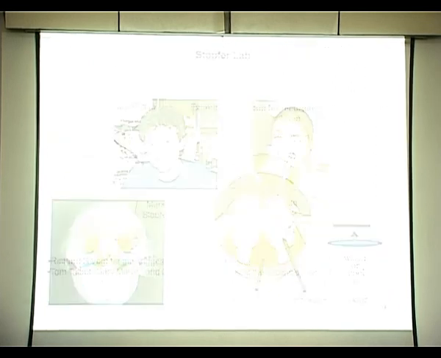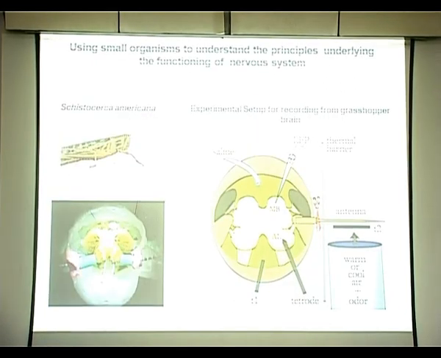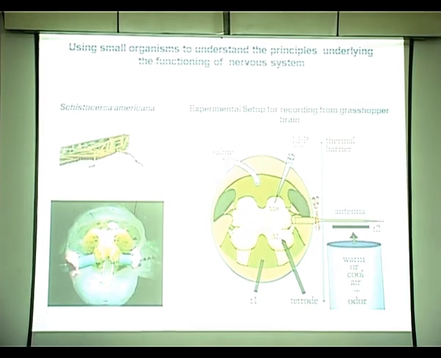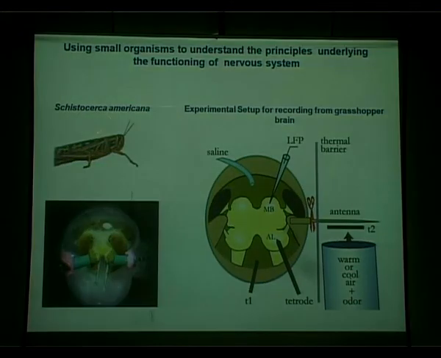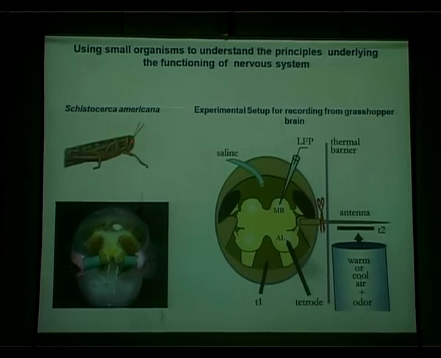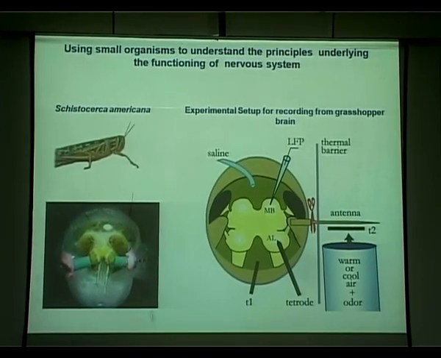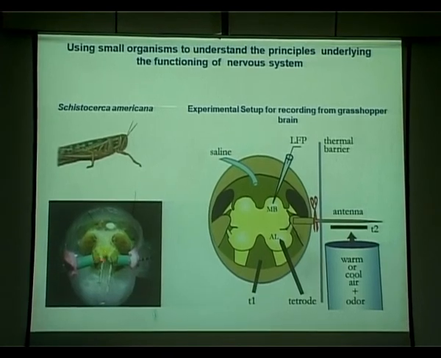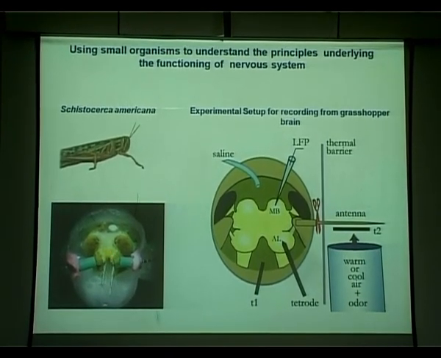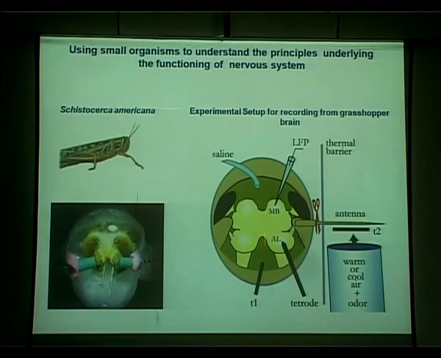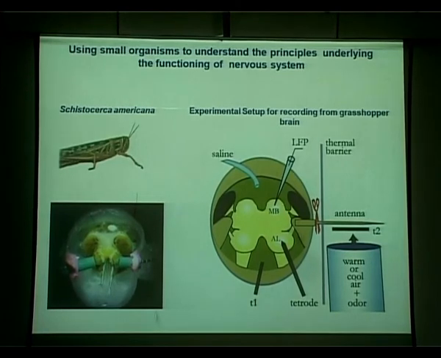Okay, so this is the work I did in Mark's lab. And this is the grasshopper I was working with in the previous lab, Schistocerca americana. If you open up the head of the grasshopper, this is the kind of experimental setup in which we do the recording. This yellow stuff in the middle is the brain of the grasshopper. We can stick in electrodes, we can apply stimuli, and do all kinds of manipulations with this system. So it's a very nice system to work with to understand, as we said, the network level.